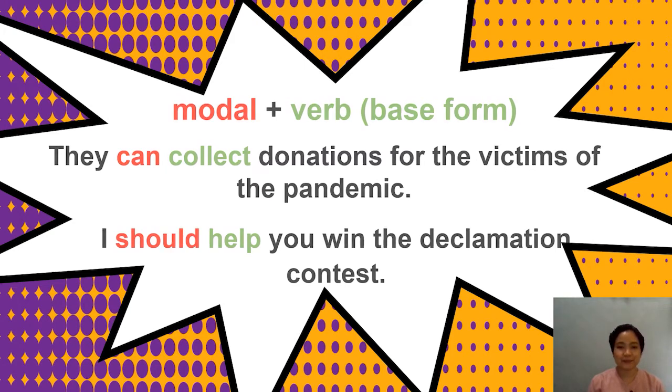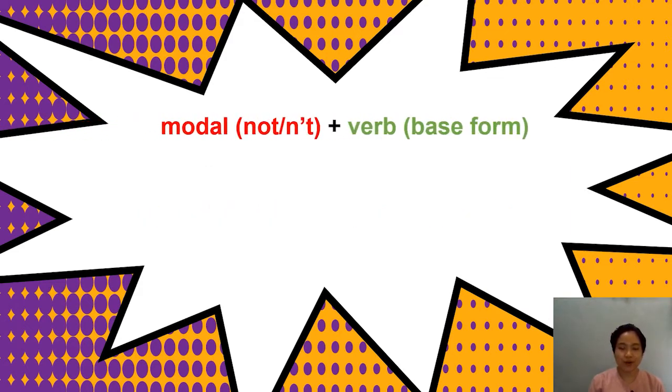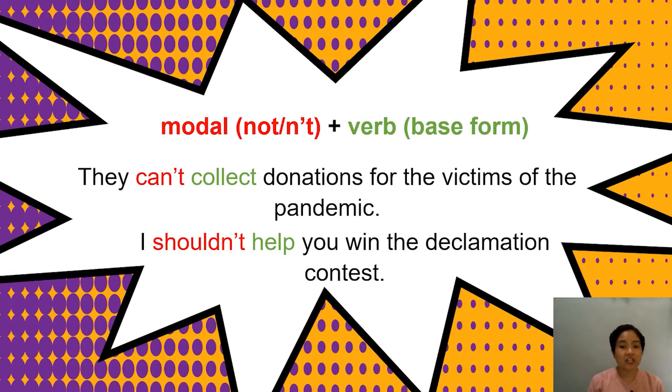Next, negative sentences. Same format, but the only thing that you have to add is not or the contracted form n't. So modal plus the verb in its base form. Examples are, they can't collect donations for the victims of the pandemic. I shouldn't help you win the declamation contest. See, the modals are in their contracted form, and it shows negation.